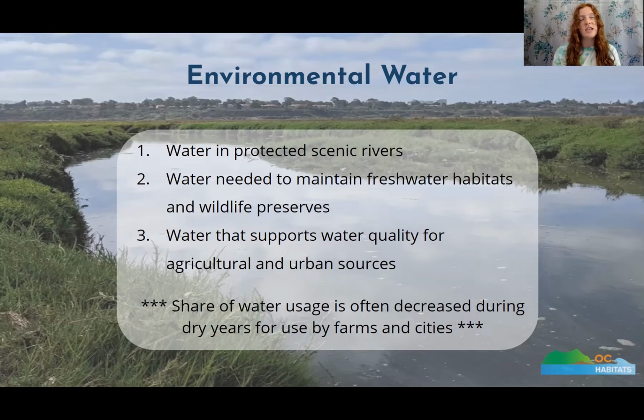And as I mentioned, it accounts for about 50% of our water in California. But this can change a lot because during dry years, which as we've seen happens pretty frequently in California, that 50% often decreases a lot as we are using more. It's more important for us to be using it in farms and cities than to be letting it be used as it would naturally be in the environment. So that is something to keep in mind.